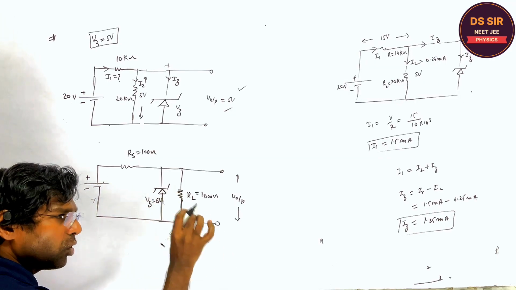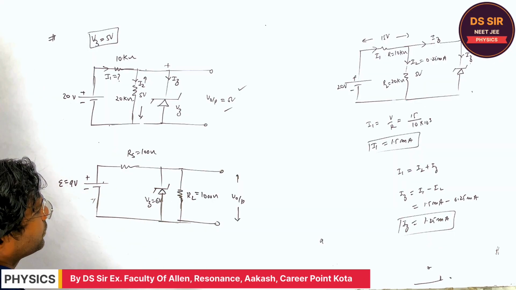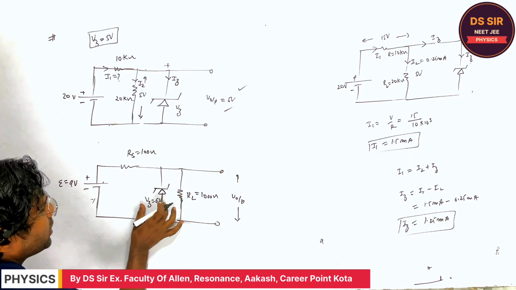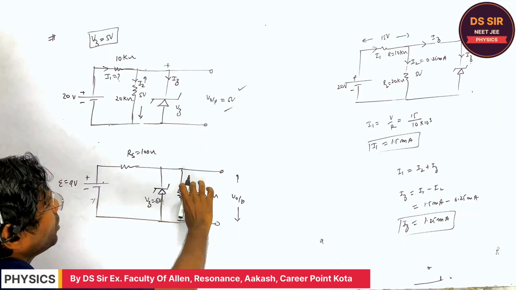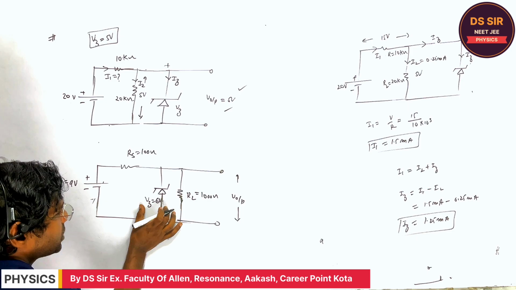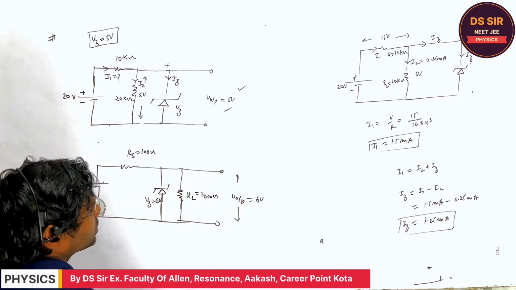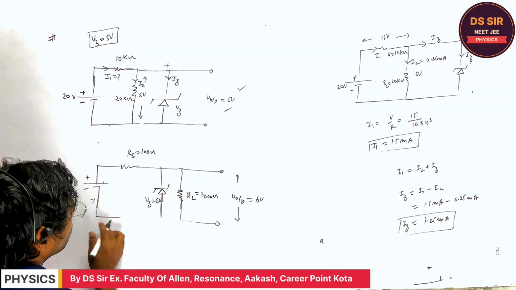This is the one figure in all the books and all the illustrations showing how the Zener diode acts as a voltage regulator. Whatever input supply you give, if this is the 6 volt Zener diode, the output voltage will always be 6 volt. Do you understand this thing or not? You tell, Sanjay.